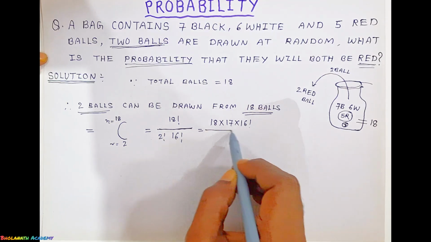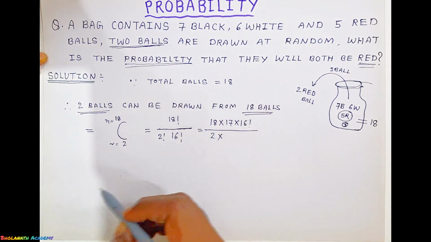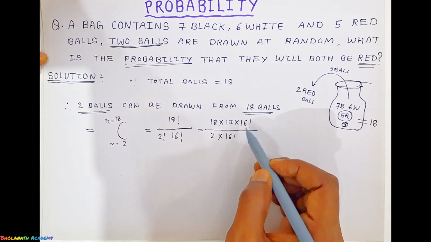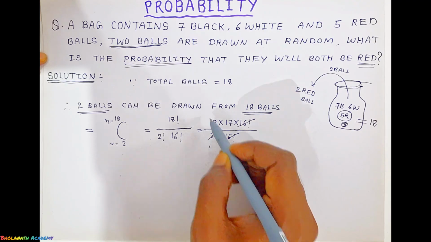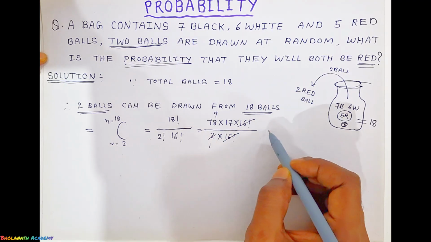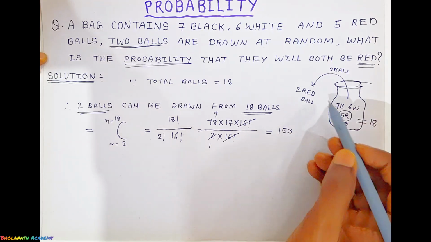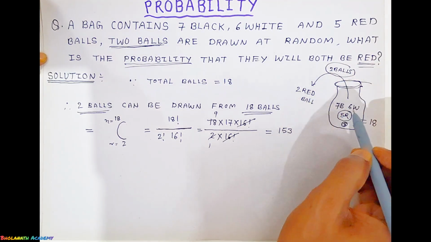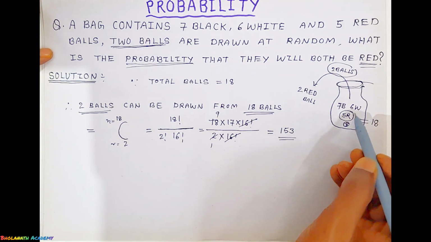Now 2 factorial is nothing but 2 into 1, that is 2. The multiplication symbol stays as it is. In numerator as well as denominator you have 16 factorial, so it will cancel. Then 2 ones are 2, 2 nines are 18, and 17 nines are 153. So there are 153 ways of drawing 2 balls from this bag. This is the total number of ways you can draw 2 balls.